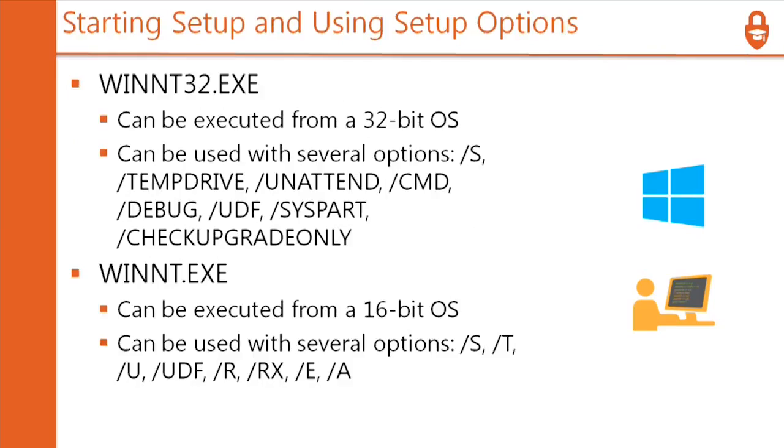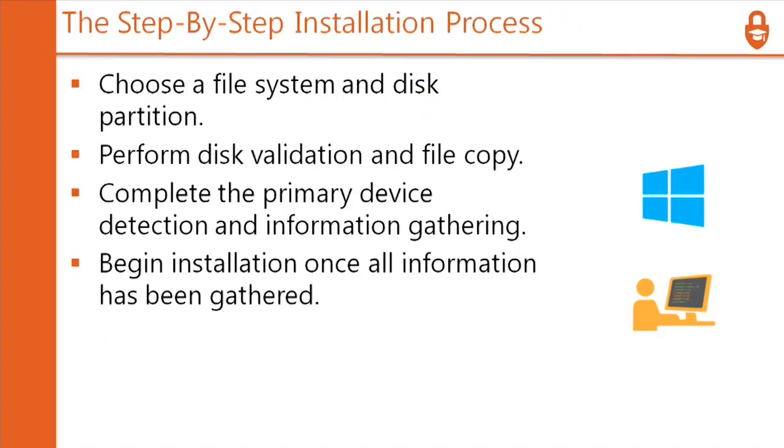Starting setup and using setup options. So winnt32.exe can be executed from a 32-bit OS and can be used with several options: /s, /tempdrive, /unattend. Unattend means don't give me any prompts, just install the thing. And then /cmd, /debug, /udf, /syspart, /checkupgradeonly. And then winnt.exe can be executed from a 16-bit OS and can be used with several options. So you could boot it and use it. You didn't have to install it.